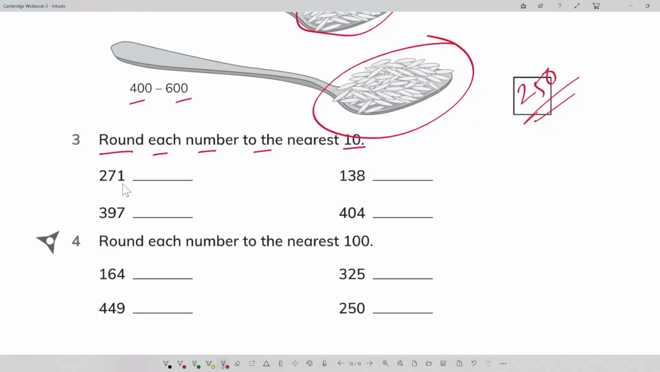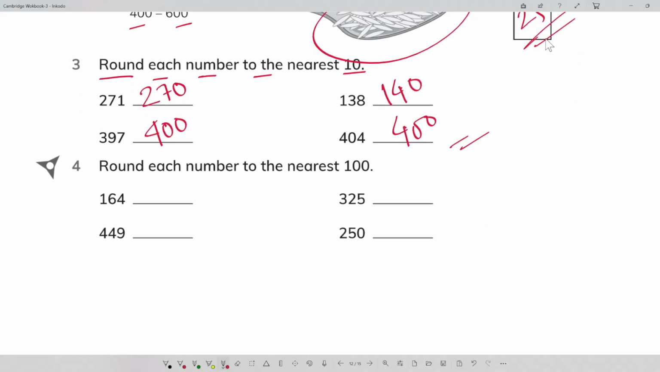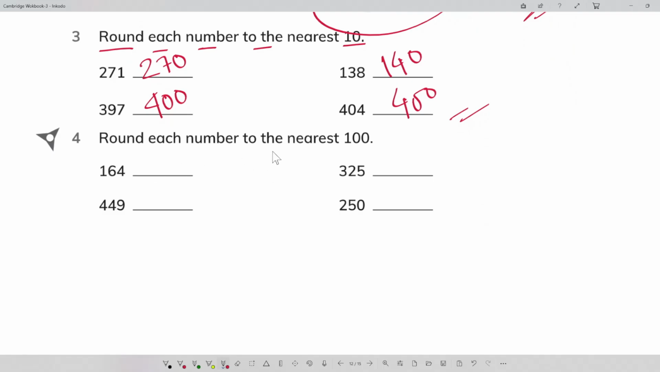Number 3: round each number to the nearest 10. So 271, nearest 10 is 270, 397 nearest 10 is 400, 138 we can say here is 140, and here is 404 we can say here is 400. Okay, very simple. Now round each number to the nearest 100. So 164 we can say here is 200.